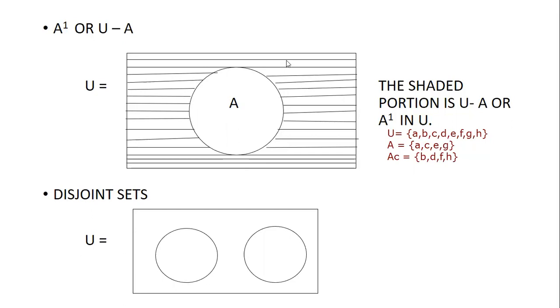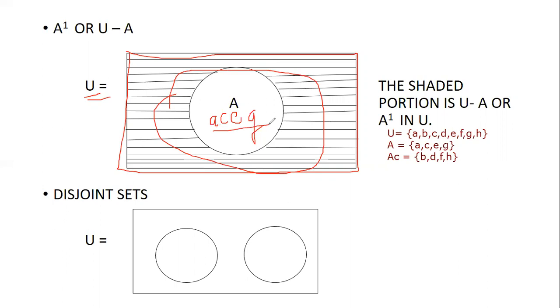So let us do that. Now universal set is there. Universal set is nothing but this whole square. Now out of this, the values in A are A, C, E and G. Correct? Now the complement of A, whatever is not present in A, is supposed to be present outside A.